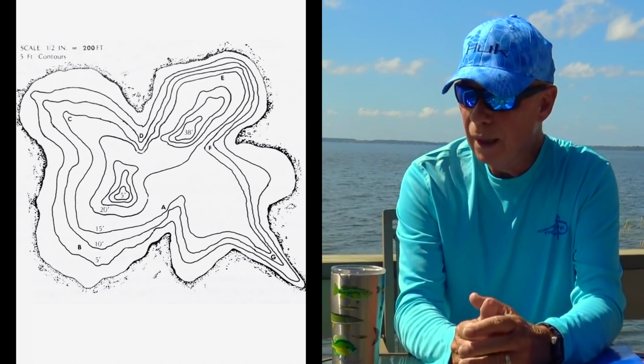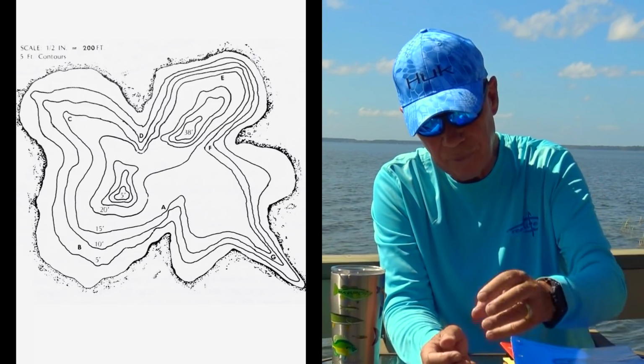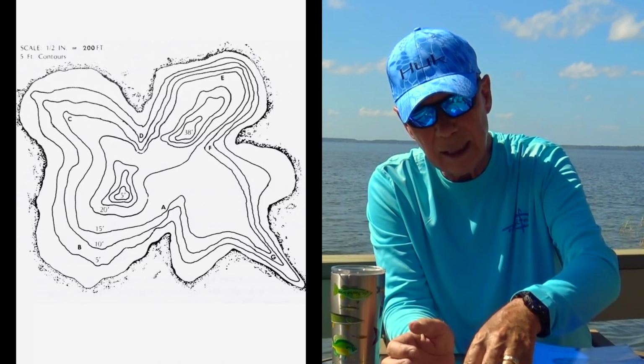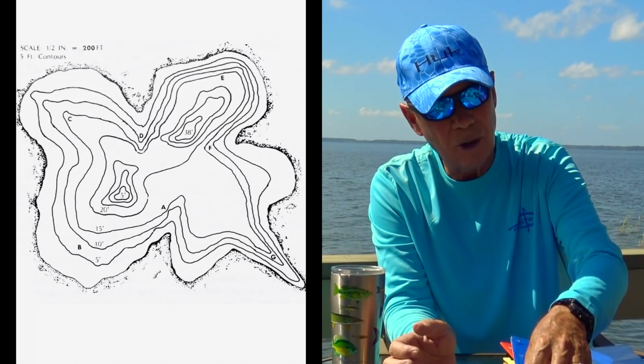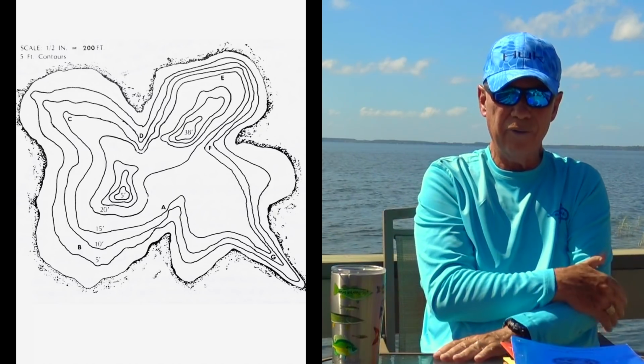Now, we can't identify a whole lot there. However, at letter F, it leads pretty close to that deep water area. The deep water swings pretty close to letter F.